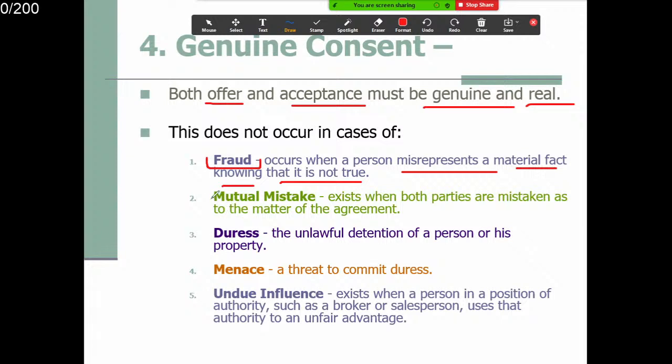Mutual mistake exists when both parties are mistaken as to the matter of the agreement. Both parties mistaking something that is okay or that is not okay. So it's a mistake. It's not on purpose.